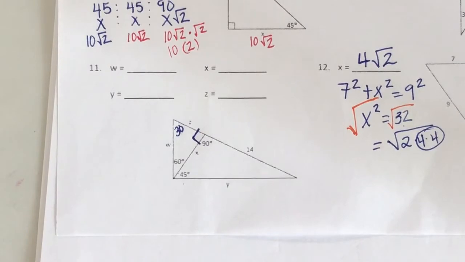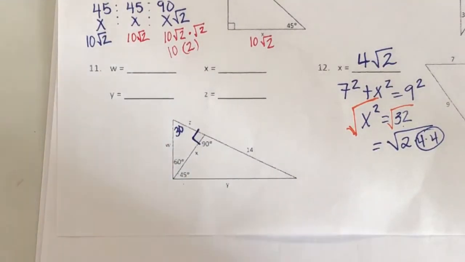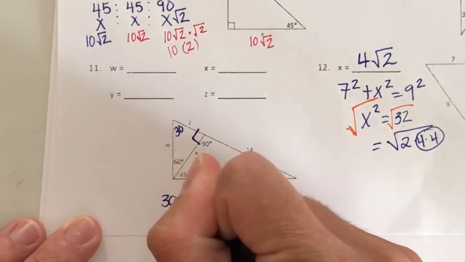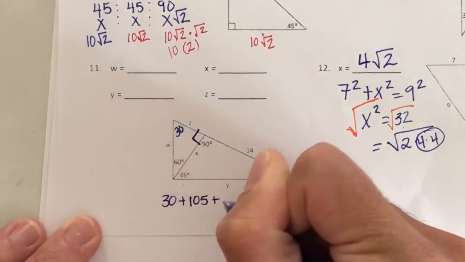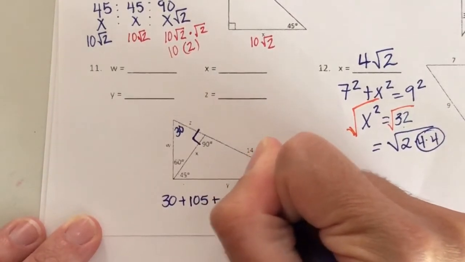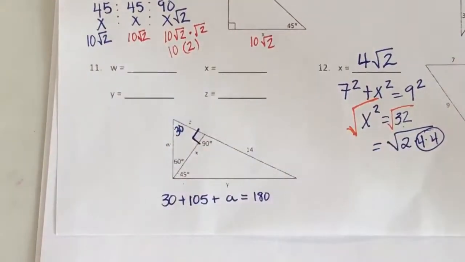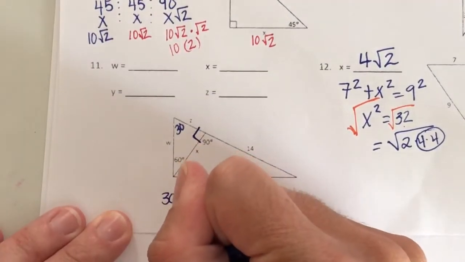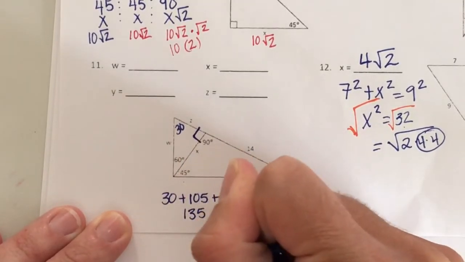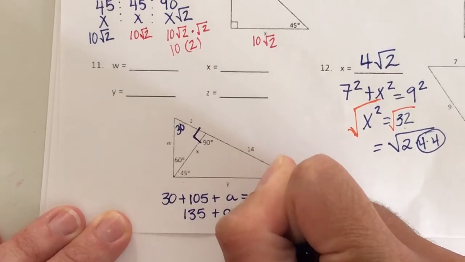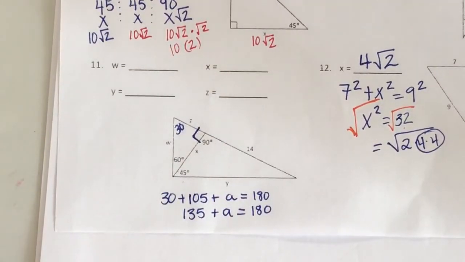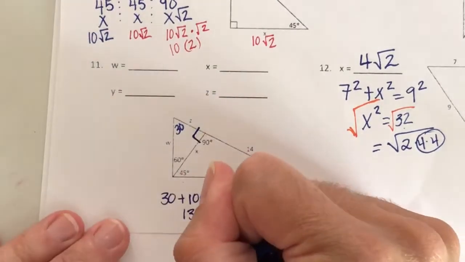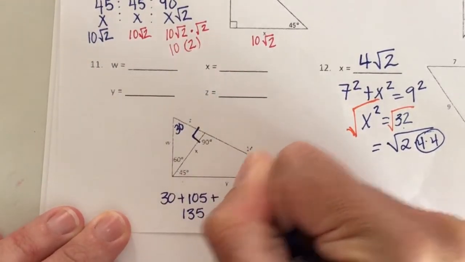So you can use your triangle sum theorem, which says 30, and then this whole angle here is 60 plus 45, so that's 105. So 30 plus 105 plus our missing angle, which we'll call A, equals 180. So 30 plus 105 is 135, plus A equals 180. So 180 minus 135 leaves me with 45. So the other missing angle is 45 degrees.